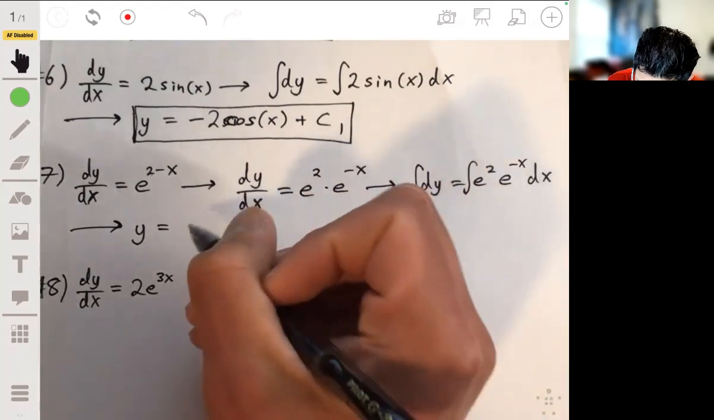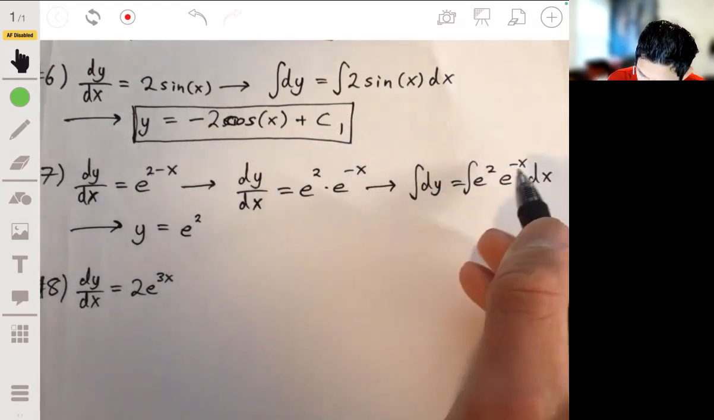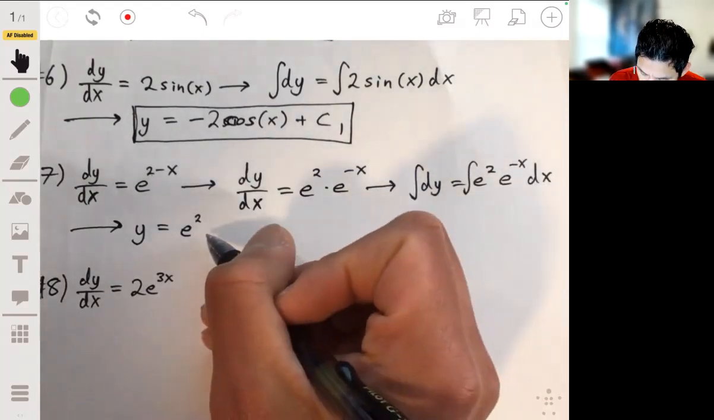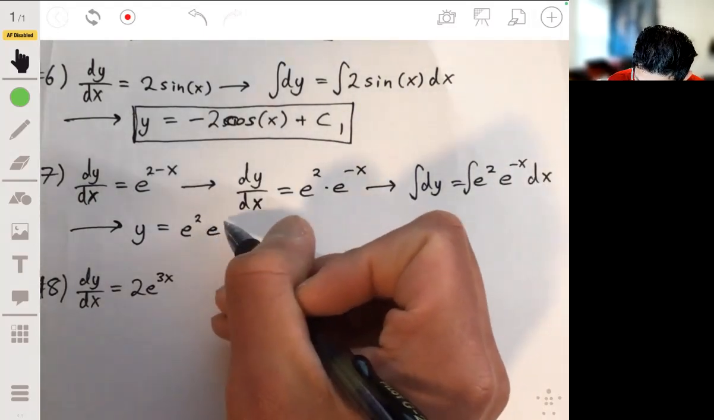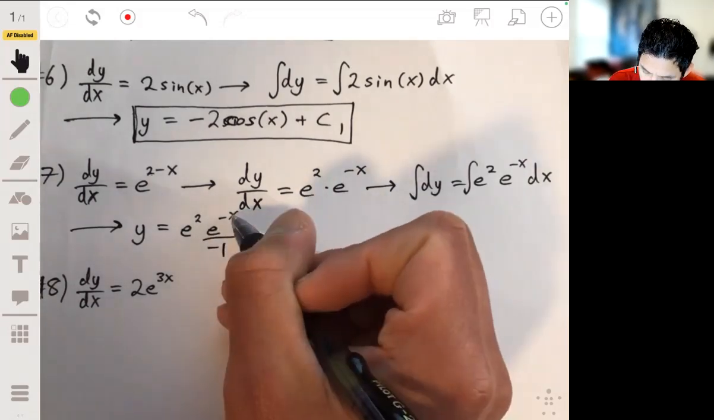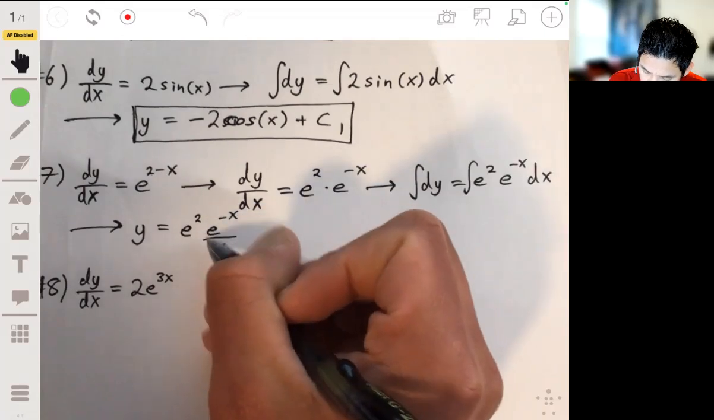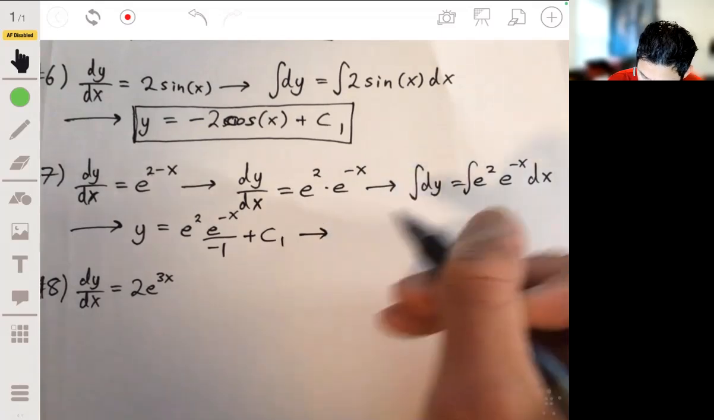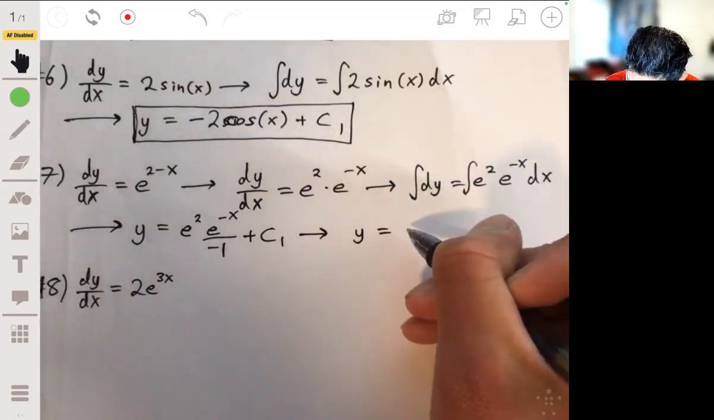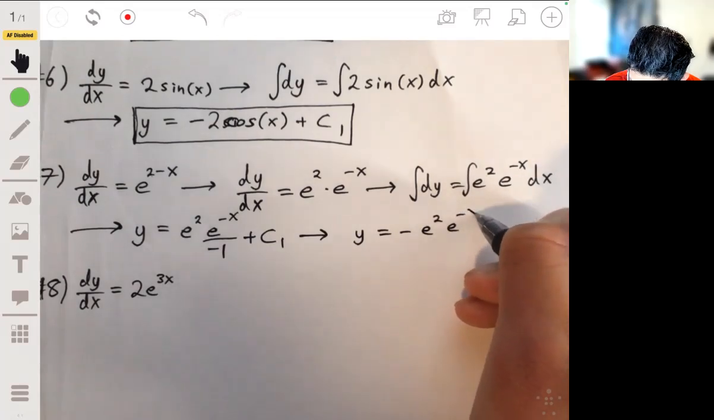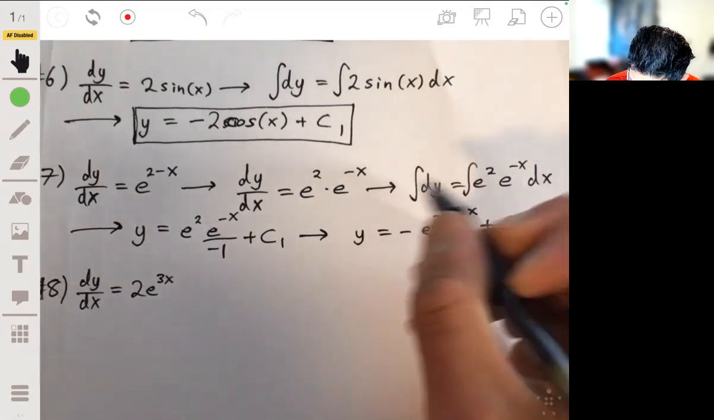Remember, e squared is just a coefficient, so it's e squared times the antiderivative of e to the negative x, which would just be e to the negative x divided by negative 1, because the derivative of negative x is just negative 1, so those will cancel, plus c1. And let me write this a little cleaner. So we get y is equal to negative e squared e to the negative x plus c1.